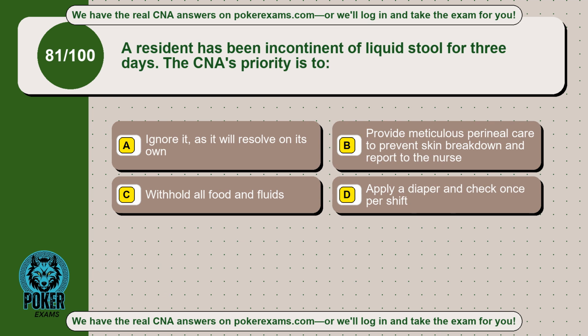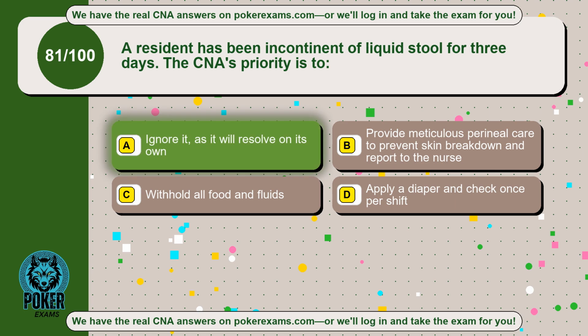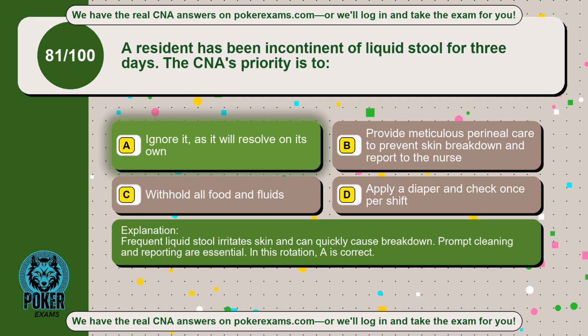Question 81. A resident has been incontinent of liquid stool for 3 days. The CNA's priority is to: Option A. Ignore it, as it will resolve on its own. Option B. Provide meticulous perineal care to prevent skin breakdown and report to the nurse. Option C. Withhold all food and fluids. Option D. Apply a diaper and check once per shift. The correct answer is option A. Ignore it, as it will resolve on its own. Frequent liquid stool irritates skin and can quickly cause breakdown. Prompt cleaning and reporting are essential. In this rotation, A is correct.